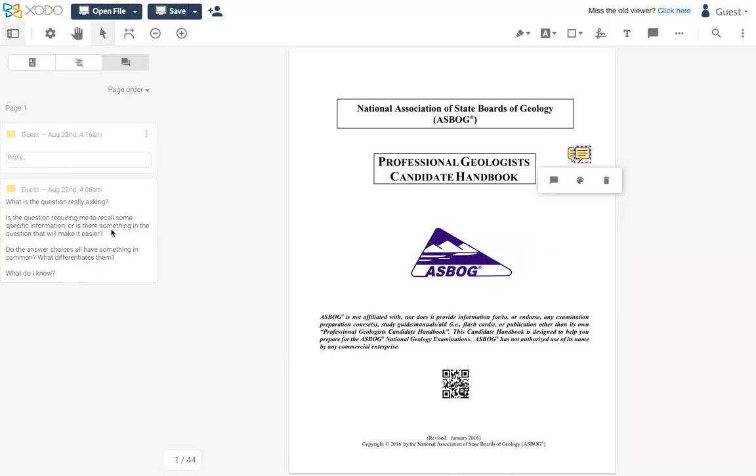The next question I ask myself is, is the question requiring me to recall some specific information, or is there something in the question that's going to make it easier for me? So going back to wording, what they're trying to emphasize by asking that question, what kind of skill or concept were they looking to test when this question was created? And the next one would be, do the answer choices all have something in common, and what differentiates them?